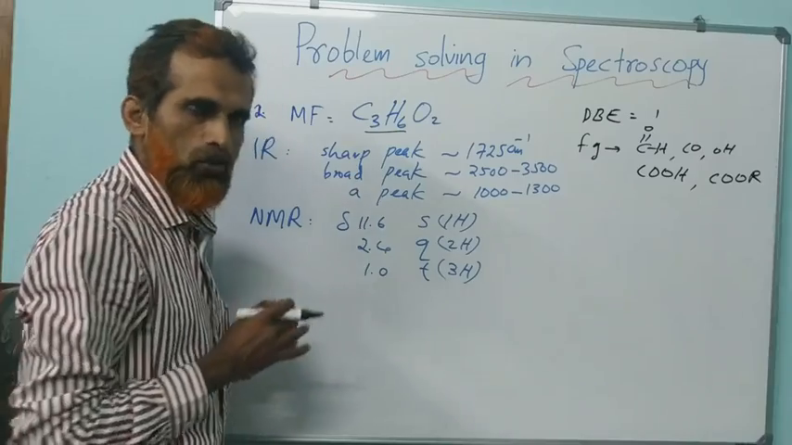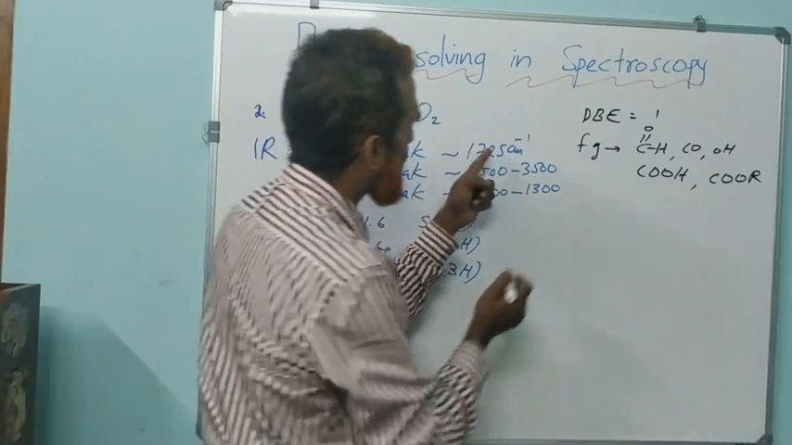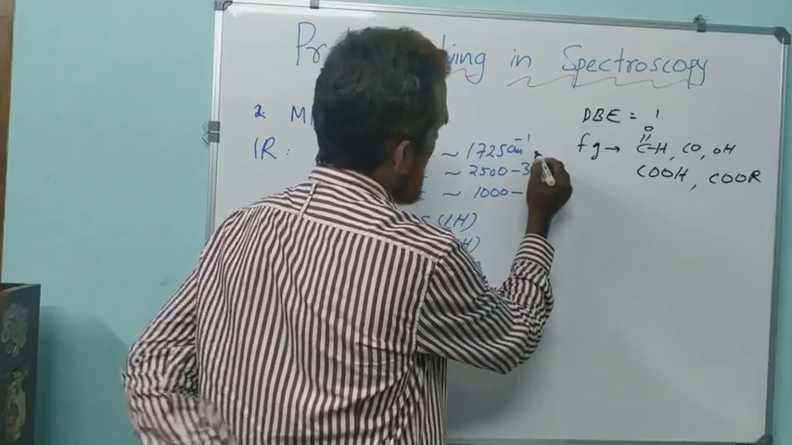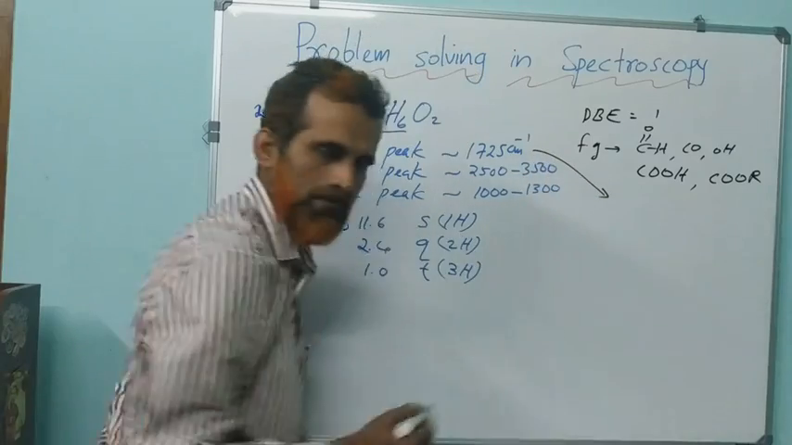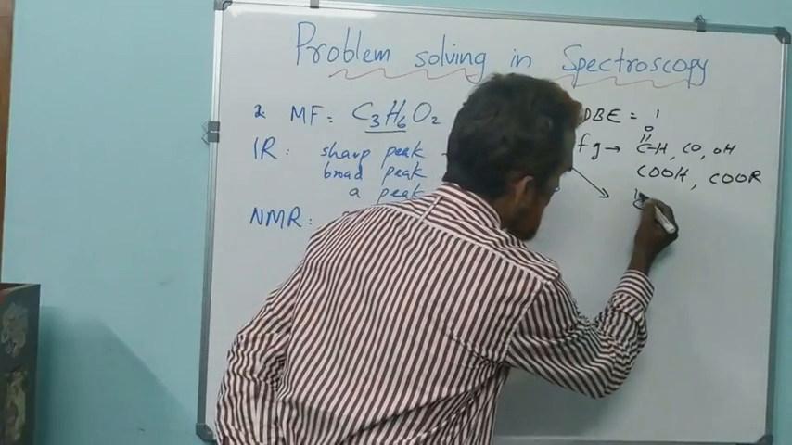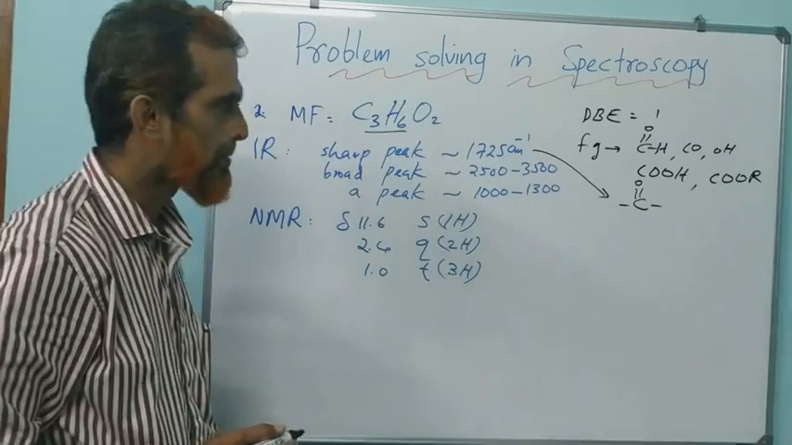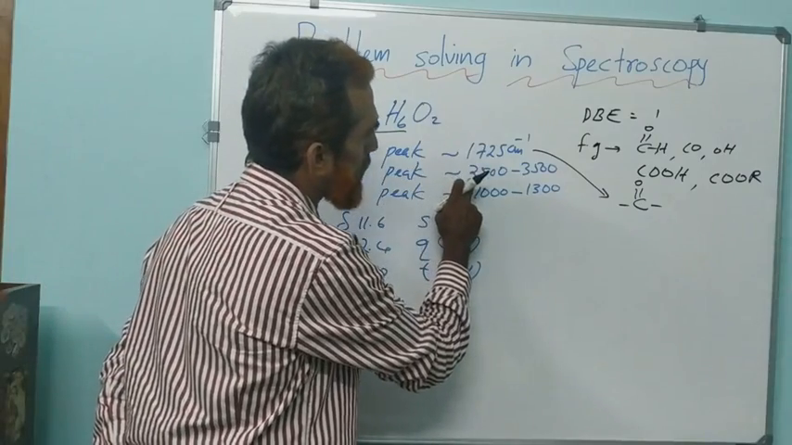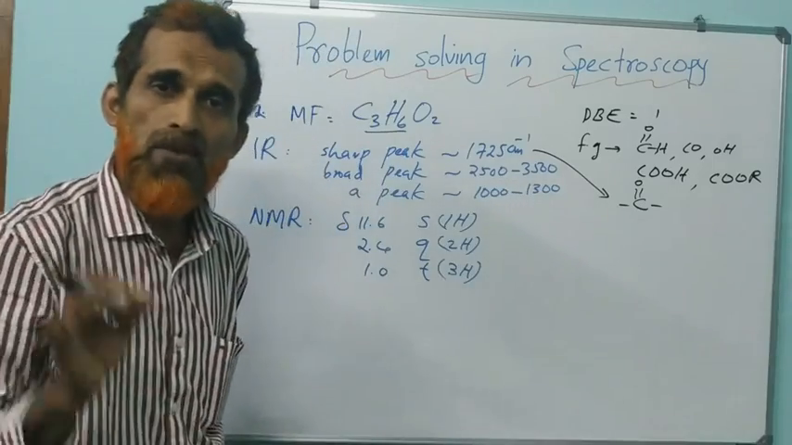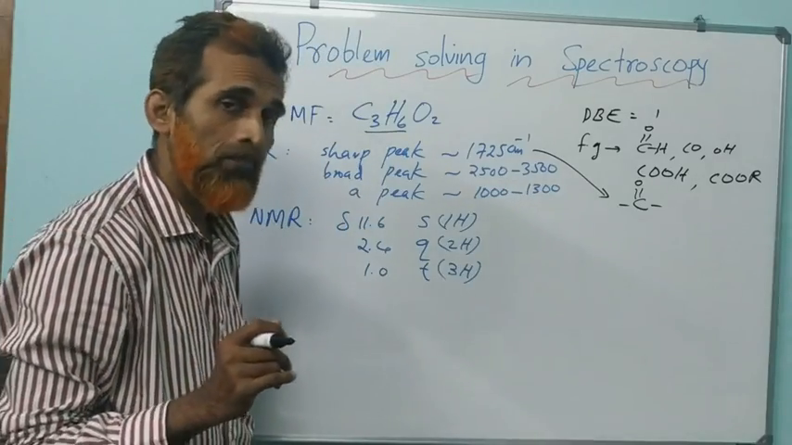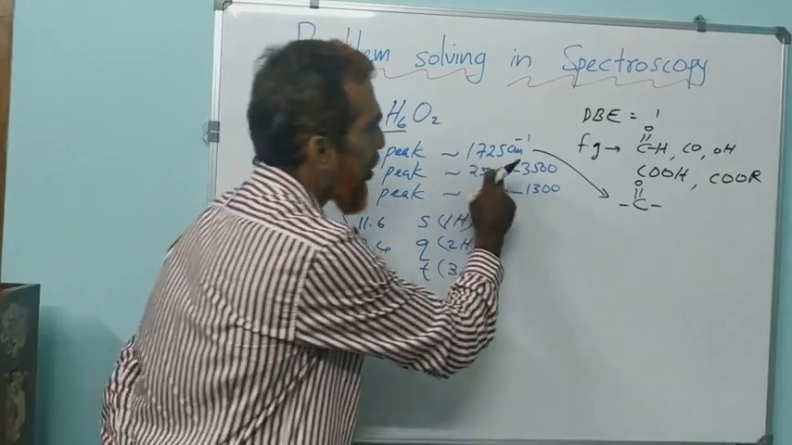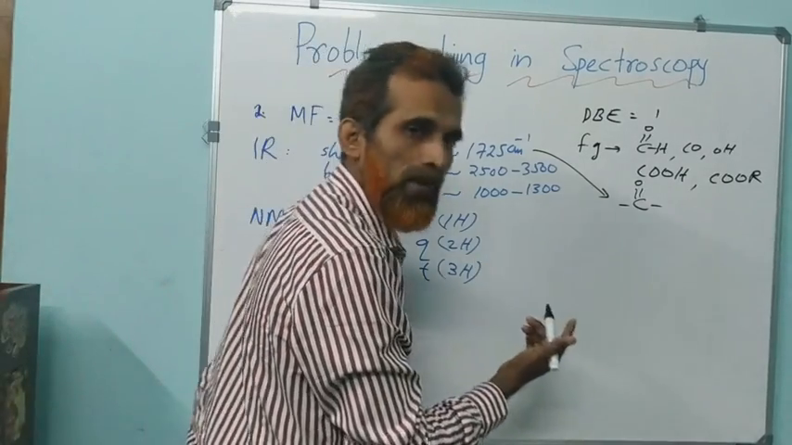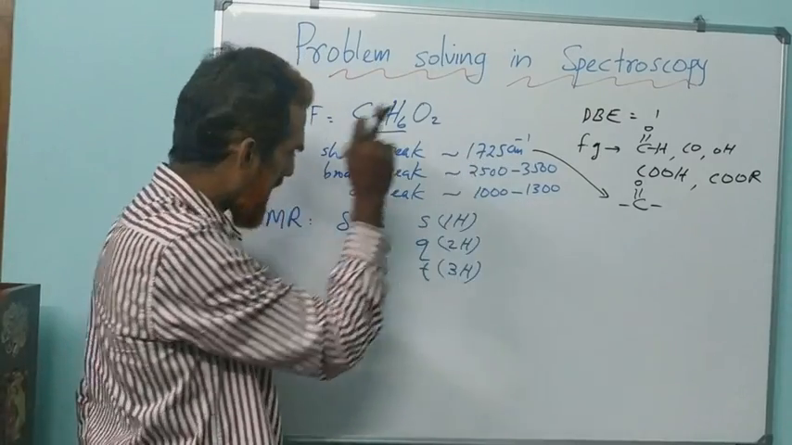Now, let us go to IR data. In IR, there is a sharp peak at 1725. What does this indicate? Of course, there is a keto group, CO absorption, a carbonyl absorption. There is a broad peak at 2500 to 3500. What is this? A very broad peak in a wide range indicates it could be an acid. It is OH stretching, which can vary due to hydrogen bonding. It could be an acid, and it is now confirmed by NMR data.